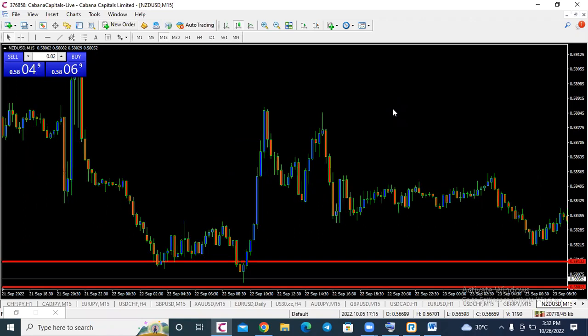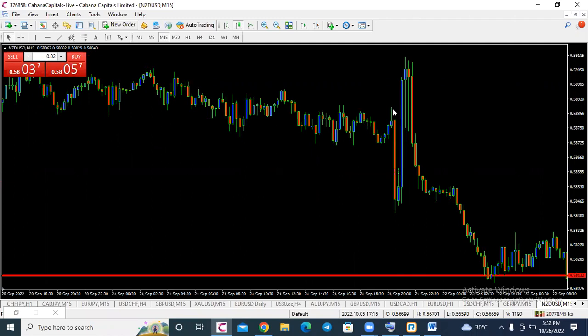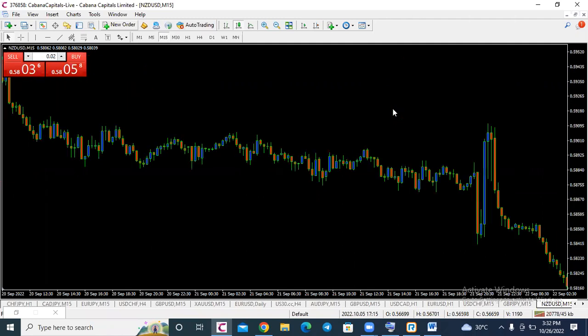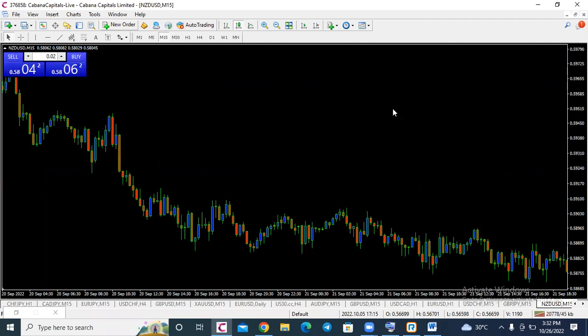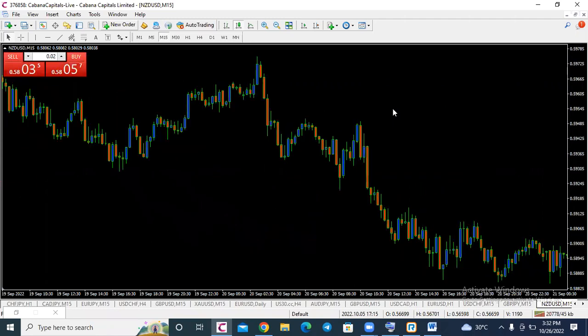So that's how you trade with this strategy. The arrow is above a candle, you look for opportunity to sell. The arrow is below a candle, you look for opportunity to buy. It's that simple.